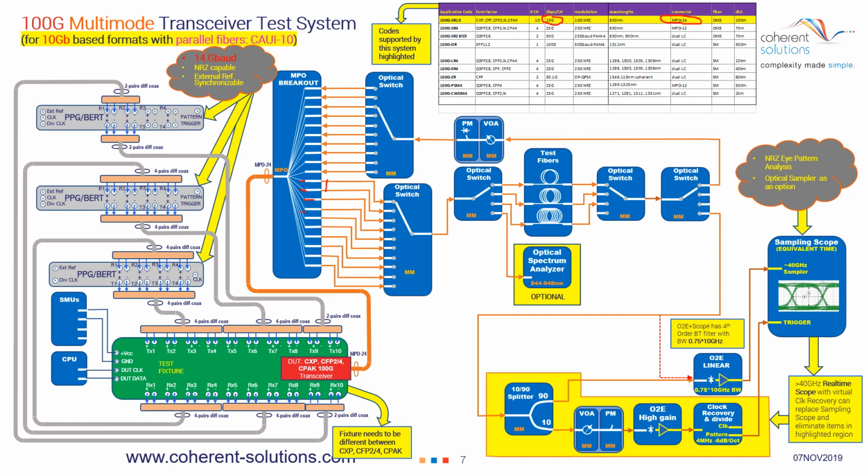Once we break out these 10 individual transmit signals, we run them into an optical switch. The optical switch allows us to select one of any of the 10, transmit 1 through 10, and pass it on down to the next instrument.